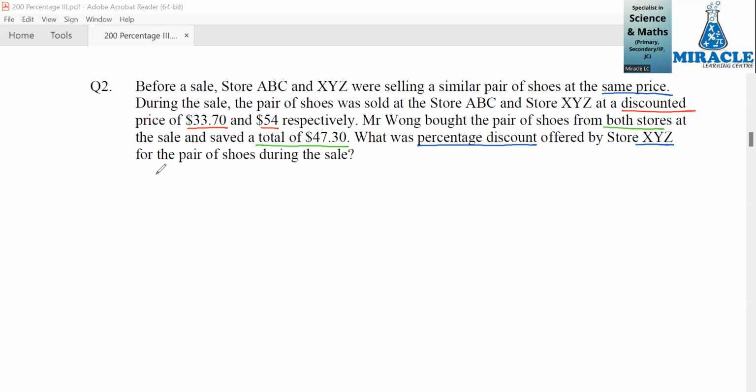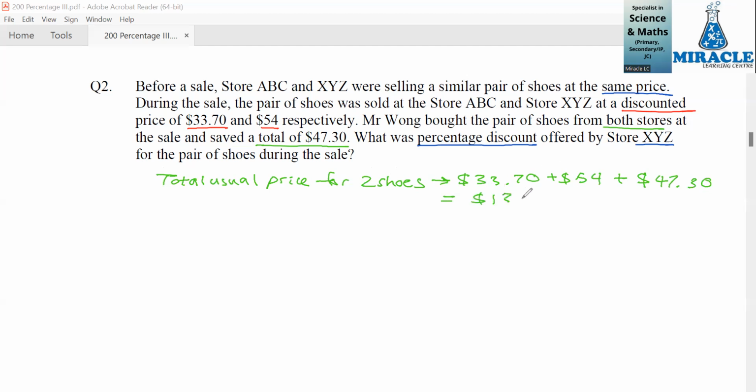So, total usual price for two shoes, because he bought shoes from ABC and XYZ, this would be $33.70 plus $54 plus the amount he saved, which was $47.30. And this gives us $135.